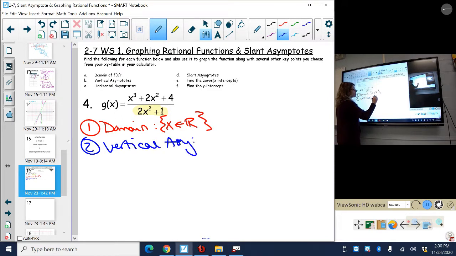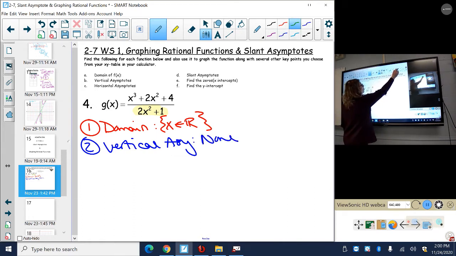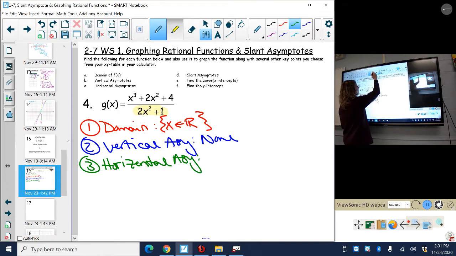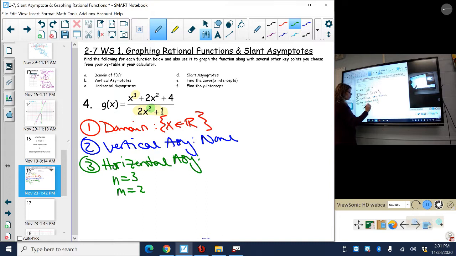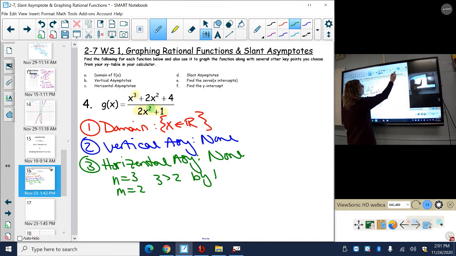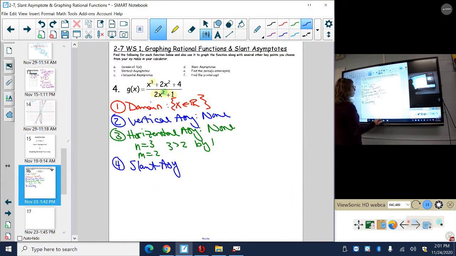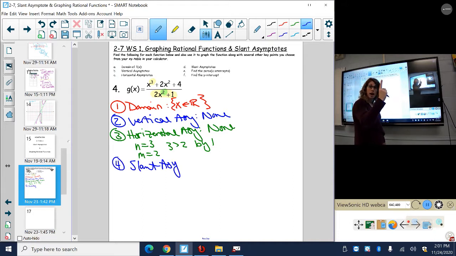My vertical asymptotes, if I don't have any domain restrictions, I have no vertical asymptotes, which means number 3 is my horizontal asymptotes. Well, I can still have a horizontal asymptote, but I have to compare and contrast. So that's a 3, and that's a 2. N is equal to 3, N is equal to 2. 3 is greater than 2 by 1, so that means I have none here, but that does mean that I do have a slant asymptote. And the reason why there's a slant asymptote is because it is exactly 1 unit larger in the top than it is in the bottom.